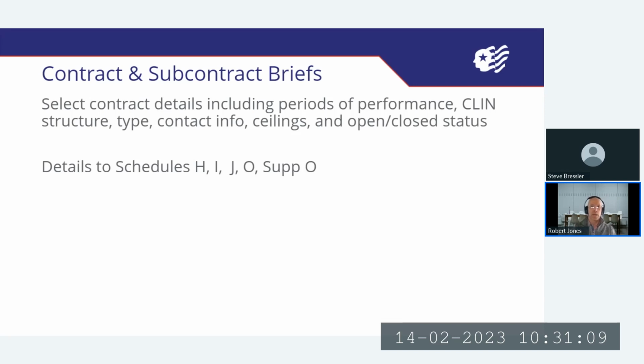We need contract and subcontract briefs. And so this is a subset or a select set of data, contract details that include things, this is not the full list, but include things like the period of performance, the CLIN structure, the contract and CLIN type, other contact information. Do we have any funding or expense ceilings in there? And whether the contract or that CLIN is considered open or closed. All of that is very key, helpful information that has to be reported in the incurred cost proposal.